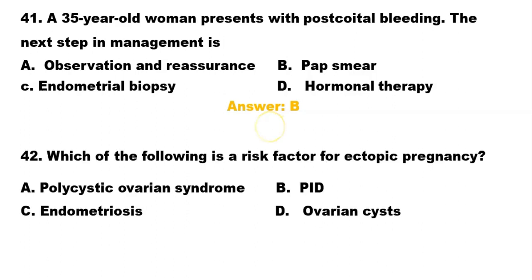Which of the following is a risk factor for ectopic pregnancy? A. Polycystic ovarian syndrome. B. Pelvic inflammatory disease. C. Endometriosis. D. Ovarian cysts. Think over it for 5 seconds.